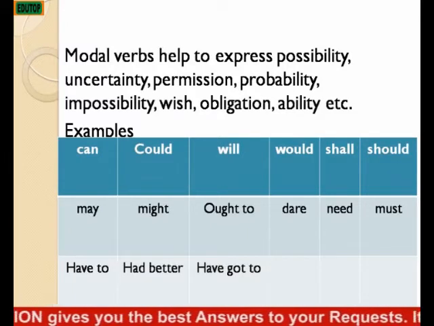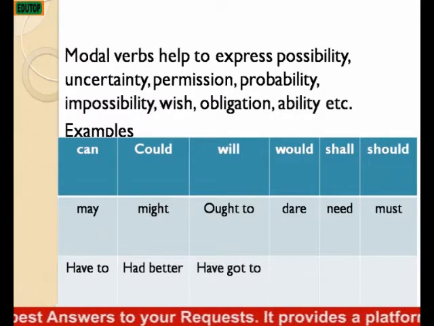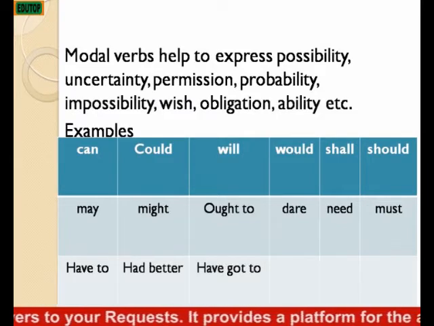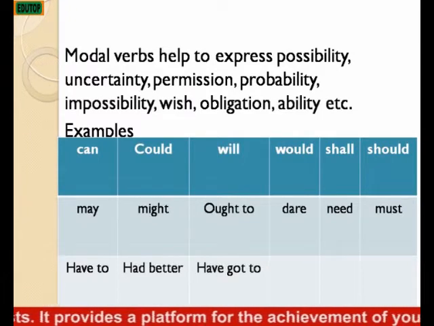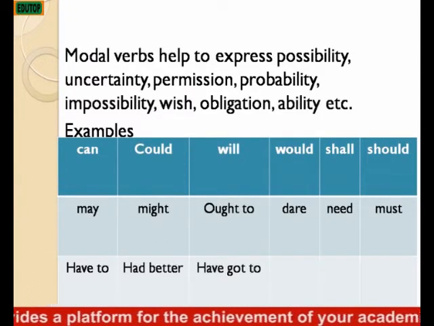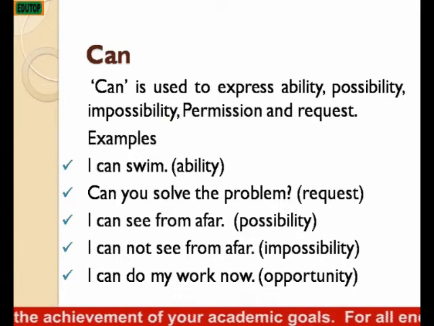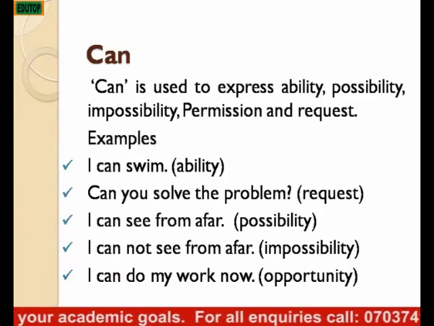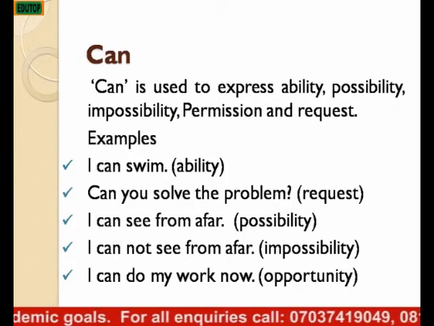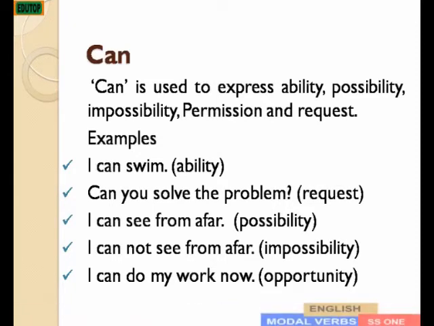We have examples like can, could, will, would, shall, should, may, might, ought to, dare, need, must, have to, had better, have got to. Can is used to express ability, possibility, impossibility, permission, and request. Examples: I can swim. I can swim expresses ability. Can you solve the problem? This is a request.